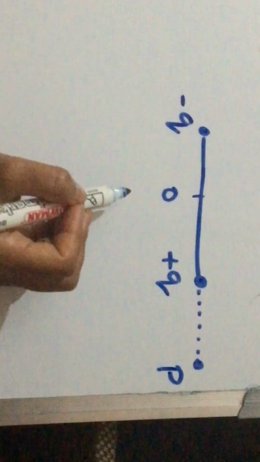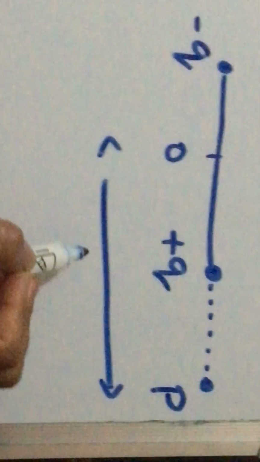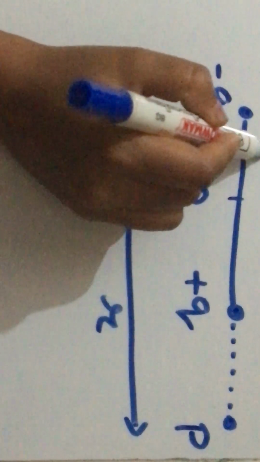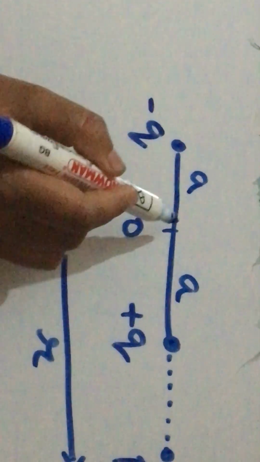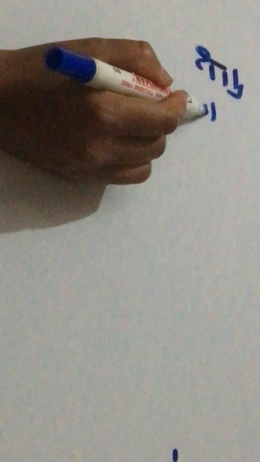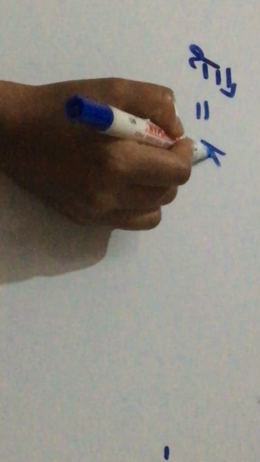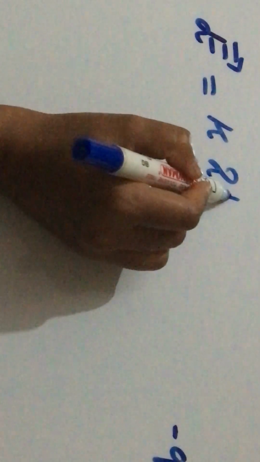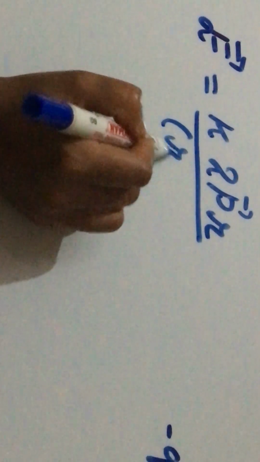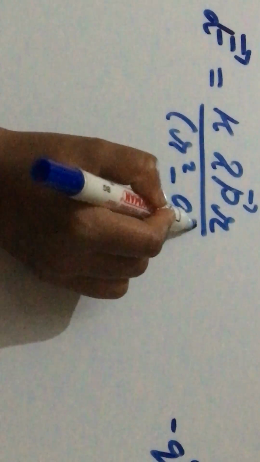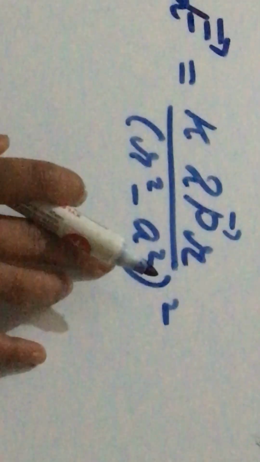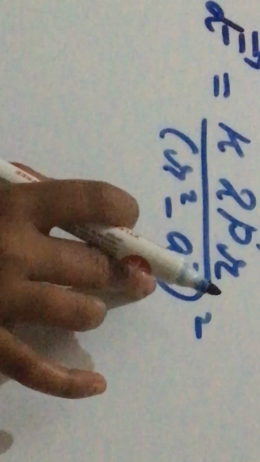If we remember that, we call the distance from the origin of the dipole on its axial line in general r, and the distance of the dipole charge on either side from the origin as a. Then we had derived, if we remember it, k 2pr by (r square minus a square) whole square, right? Actually, you don't need to remember this expression as such.